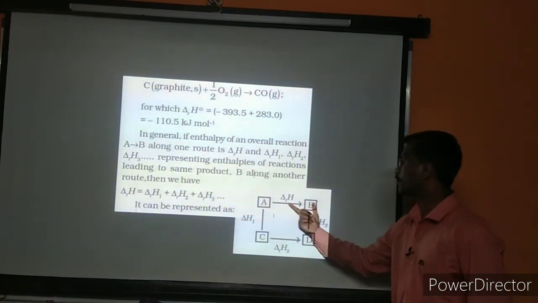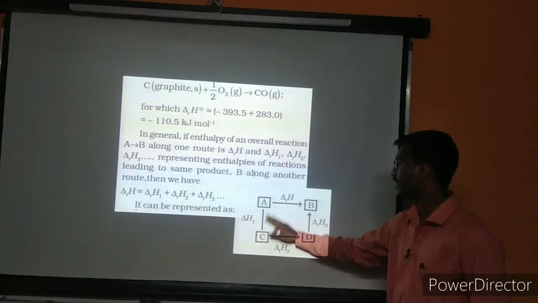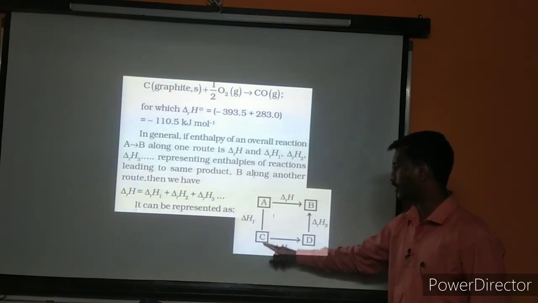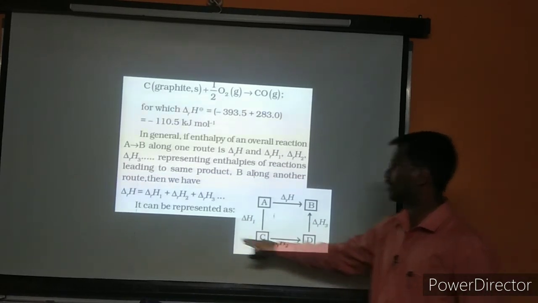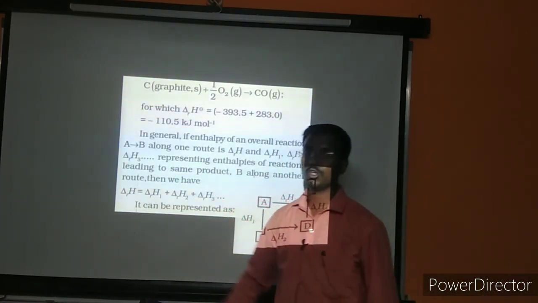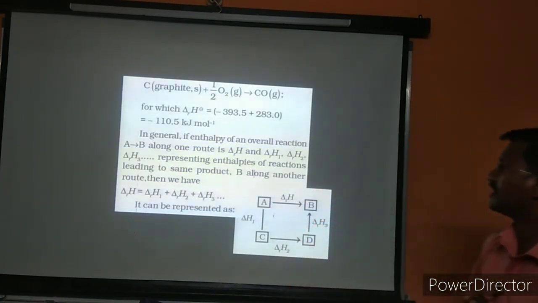So instead of calculating A to B directly, we may also calculate that enthalpy change by the addition of A to C, enthalpy H1, C to D, that is H2, and D to B, that is H3. Therefore, the sum of the individual enthalpies is going to give you the overall enthalpy change in the reaction. So this is called Hess's law of constant summation.